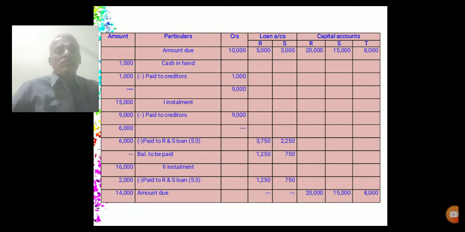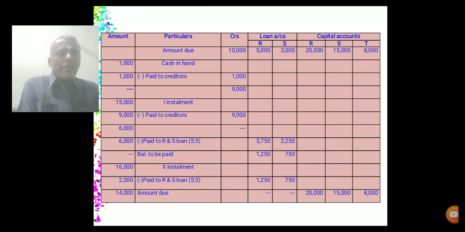Then cash in hand, 1,000 rupees, should be paid to creditors. After that, the first installment is 15,000. Among the 15,000, 9,000 should be paid to the creditors, so the creditors account is fully settled. The remaining balance is 6,000. The 6,000 should be paid to the partners' loan accounts. Here there are 2 partners, so 6,000 is divided in the 5:3 ratio.